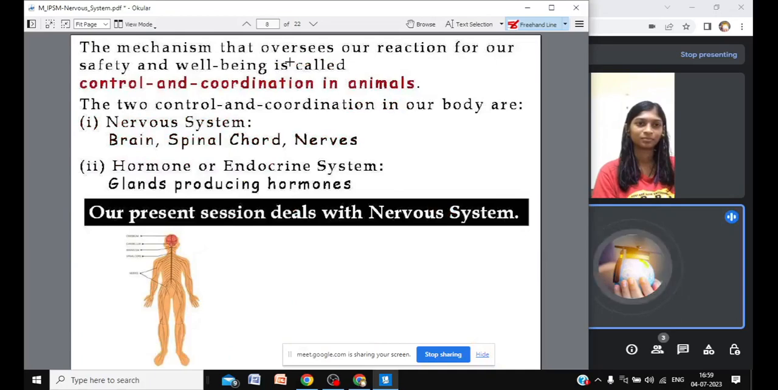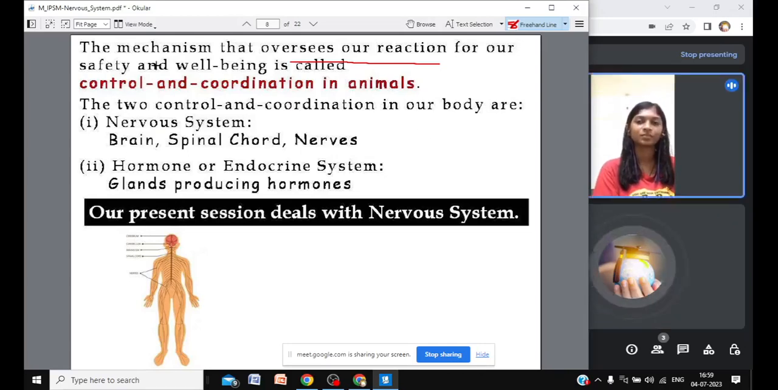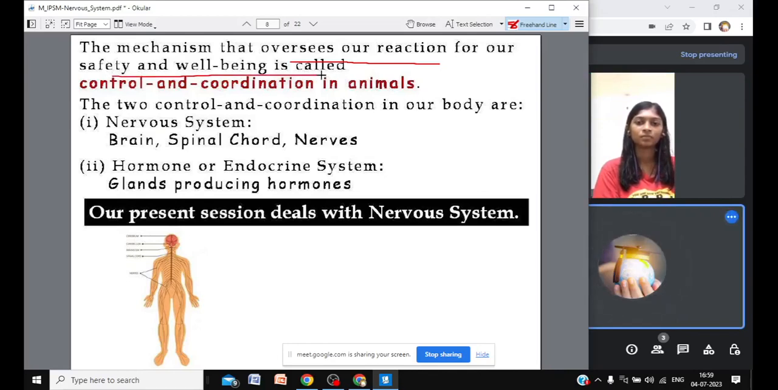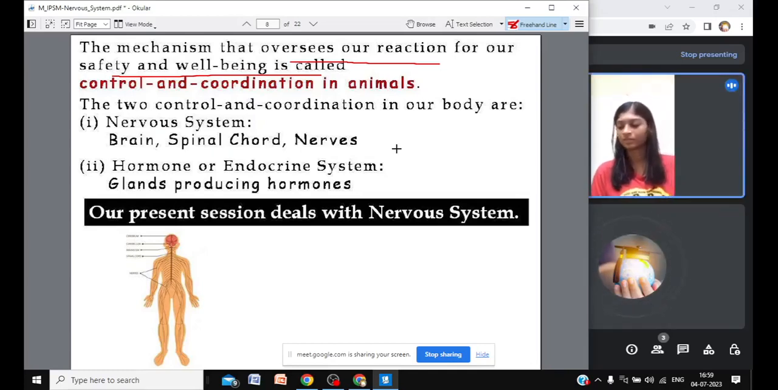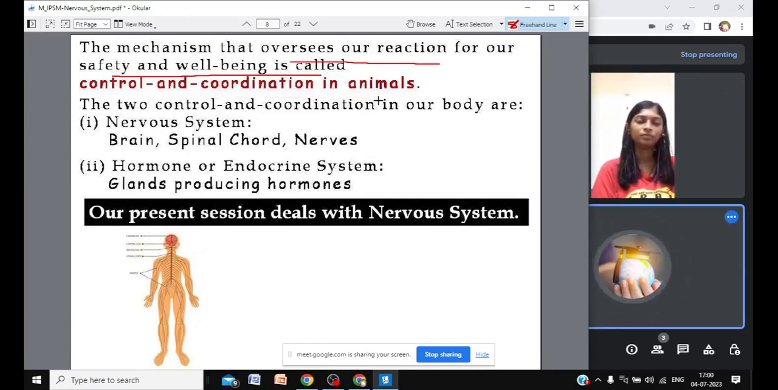So all these actions, what you have seen, are reactions. When the glass is full, you are closing the tap. When there is a danger, you are running. When some irritating gas is there, you are producing tears. When you are walking or running, more blood is flowing. These are reactions, and all these reactions are for the safety and well-being of ourselves. Correct. So this is called the control and coordination in animals.